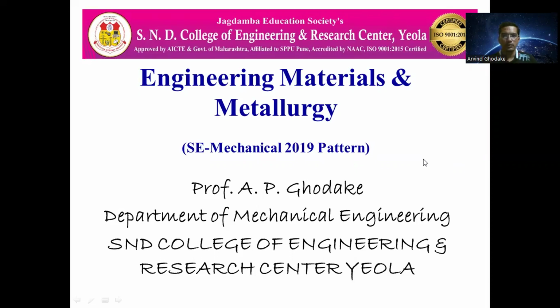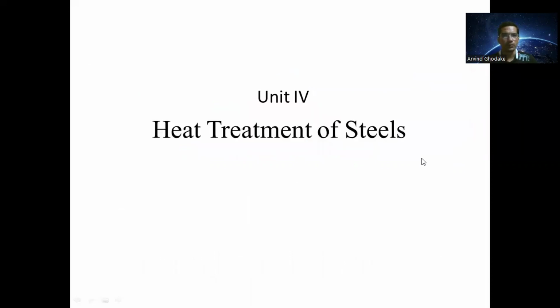So today we will discuss the topic of unit number 4, that is the heat treatment of the steels. Heat treatment is the process where we apply heat to the metals in the furnace, and the properties of the metals are going to change.